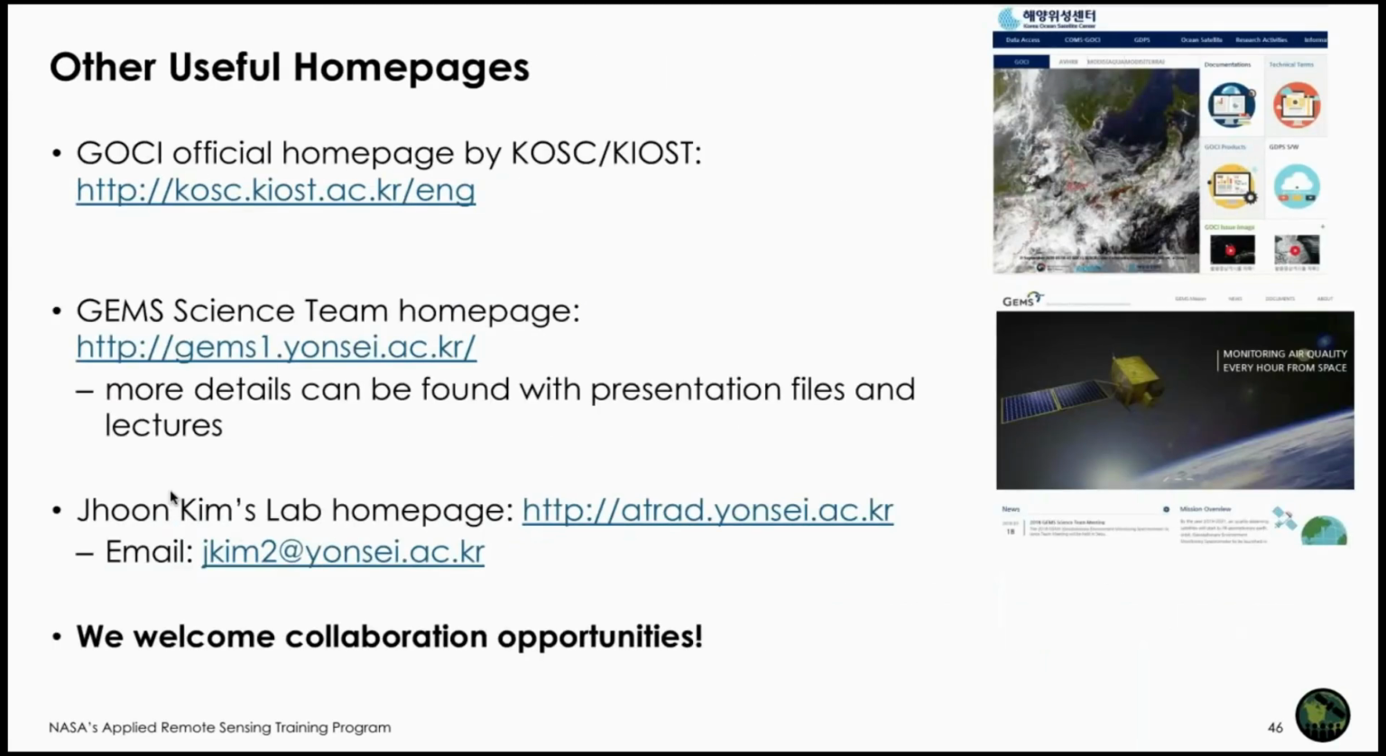Other useful homepages. The GOCI official homepage is here by COSC kiosk. So you can see the GOCI level 1B data and other general information. You can get that information from this homepage.